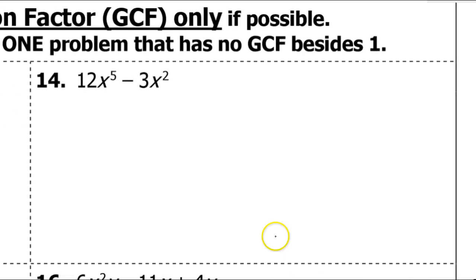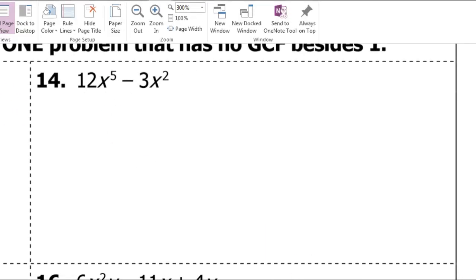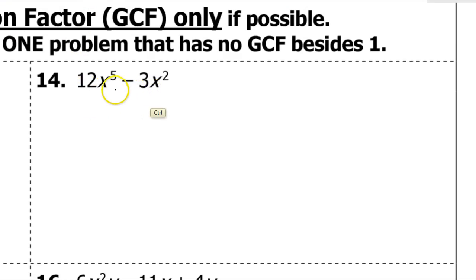Okay, how about number 14? Let's start with the variables. Do both terms have x's? Yes. The first term has 5, the second term has 2. What's the lower number I just said? 2. So that's how many x's will be in the GCF, x squared. Next, I look at the numerical part. What's the biggest number that divides evenly into 12 and 3, other than 1? Well, 3. 3 itself goes into 3 and 12. So there will be a 3 in the GCF. So the greatest common factor is 3x squared.